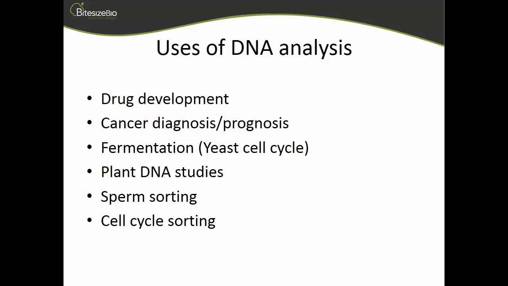We can, for example, sort sperm on the basis of their DNA content. We can separate X and Y bearing sperm because they have slightly different DNA contents. Or one thing that I will mention near the end is that we can sort on cell cycle position to regrow or produce cell clones.